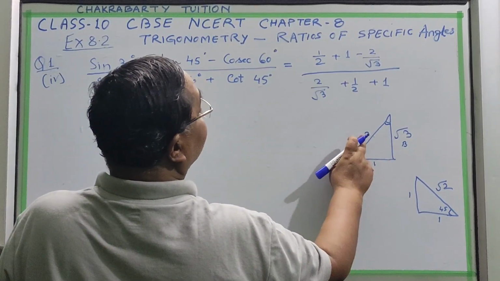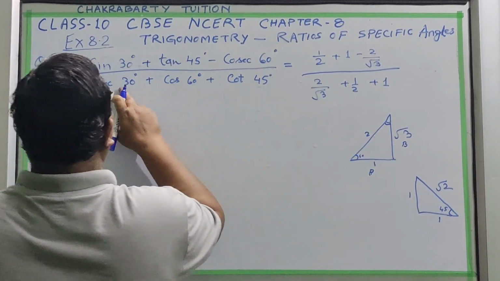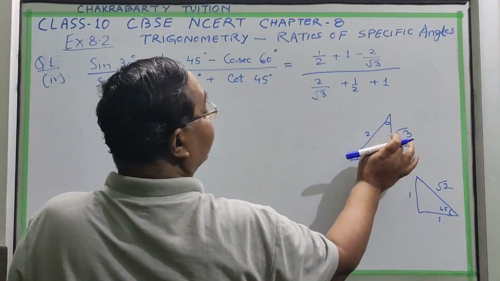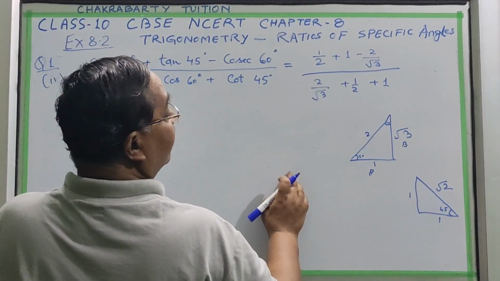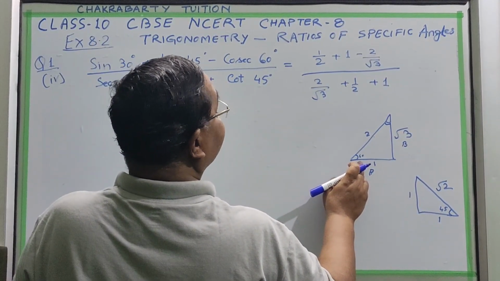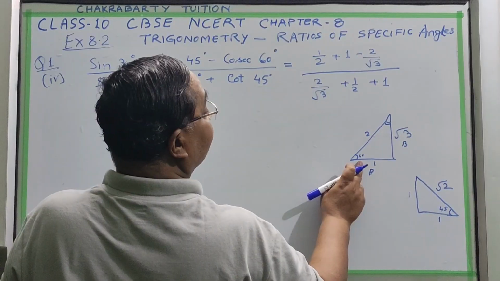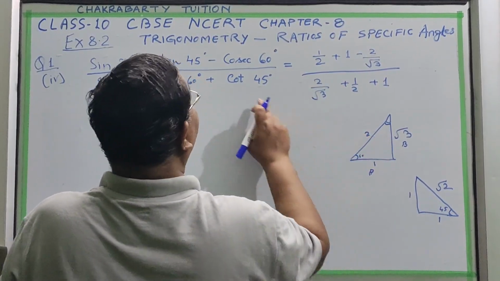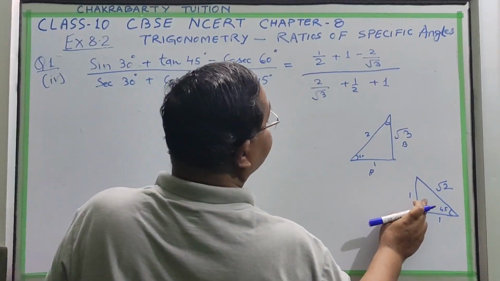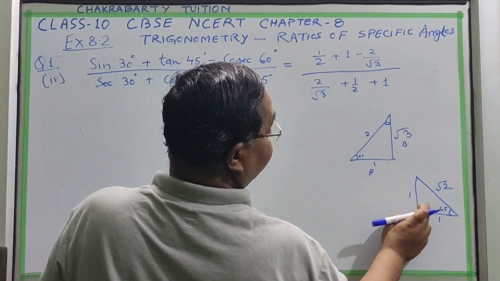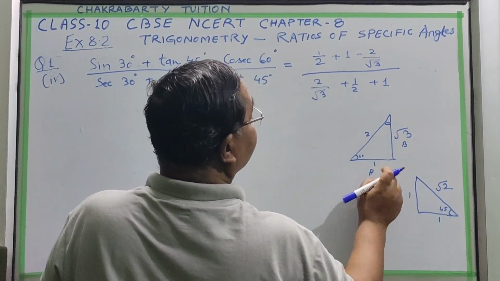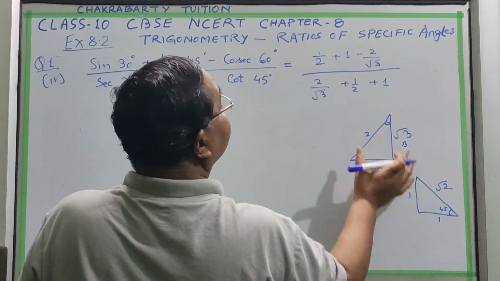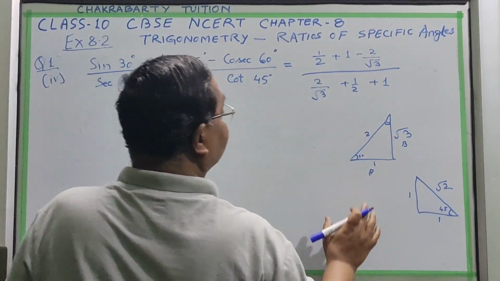So it will become 2 and under root 3. Now cos 60 degree. From here, for 60 degree you have to see cos. Cos means 1 by 2. So 1 by 2 will come in this relation. Cot 45 is again here. From here tan and from here cot. So it is 1. So likewise, from this diagram you can fill it and do the question.